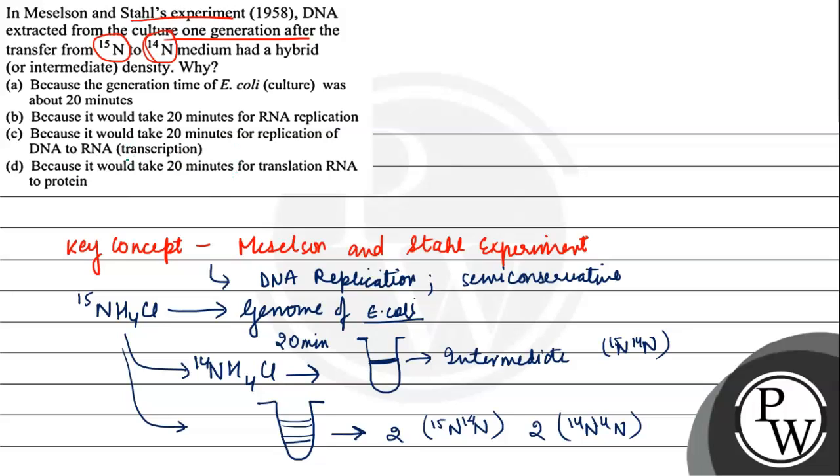So the statement that is correct for the formation of this hybrid after one generation is that the generation time of E. coli was about 20 minutes. This is a right statement. Let us conclude it. Option A is the correct answer.